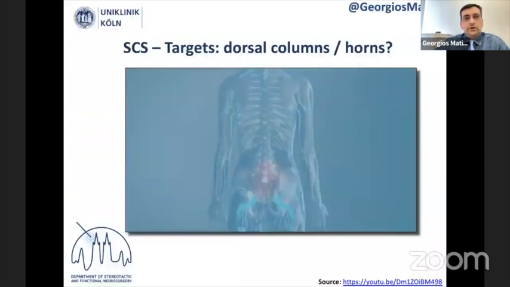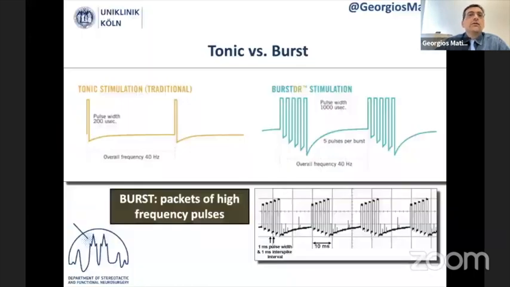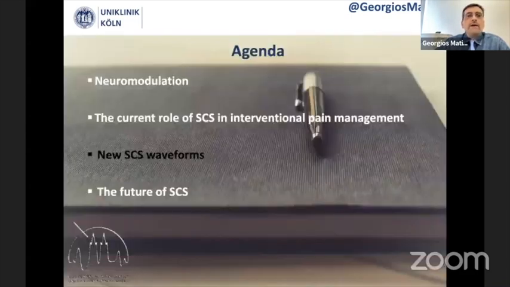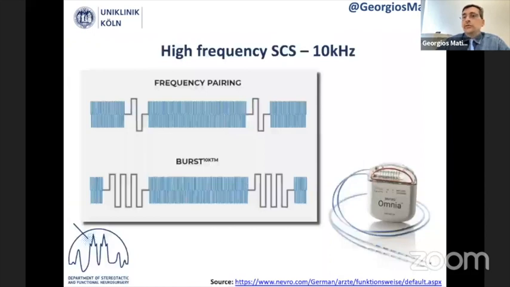So we have the tonic stimulation, we have the high frequency stimulation, we also have the burst stimulation. Here are packets of high frequency pulses delivered to the spinal cord. This is also subperception, no tingling sensation. And we have now new waveforms.